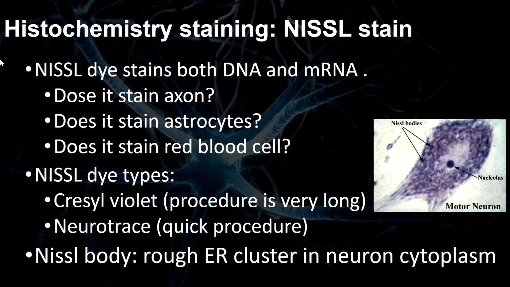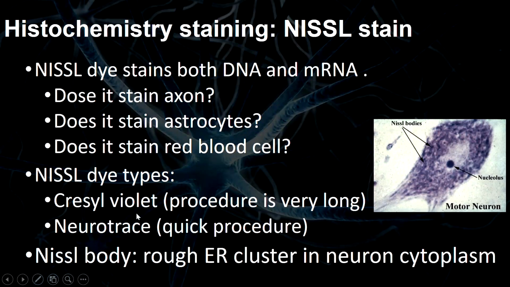And how about the astrocyte? Are you going to be able to stain astrocyte using Nissl dye? The answer is yes, because there is both DNA and mRNA in astrocyte. How about red blood cells? Can you stain red blood cells using a Nissl dye? The answer is no, because red blood cells don't have nuclei, which means they don't have DNA. If they don't have the DNA, there's no way they can get mRNA, because the mRNA was made based on DNA.